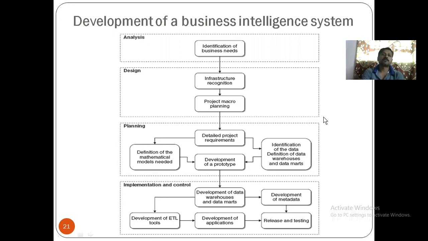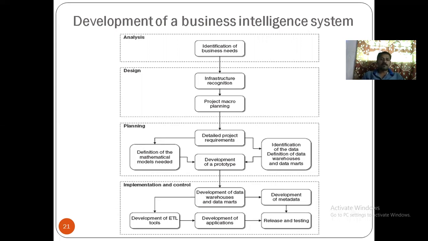In the third stage, planning, we plan detailed project requirements. What will be the requirements of the project? They will be functional and non-functional requirements. Definition of the mathematical models needed means we analyze which mathematical model is required as per our requirement. Development of a prototype: which framework we are going to design for our BI system. Identification of the data definition, data warehouses and data marts: which type of data mart or data warehouse we are going to plan and structure.